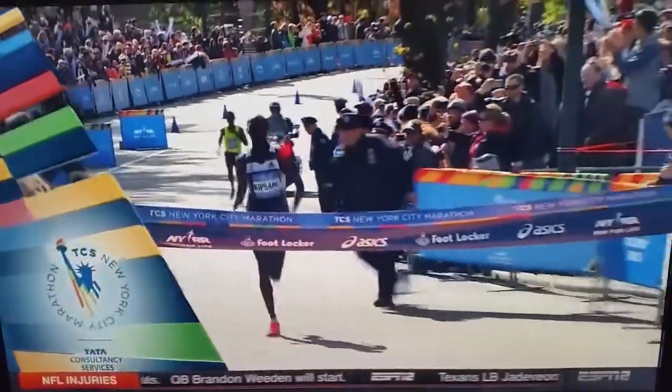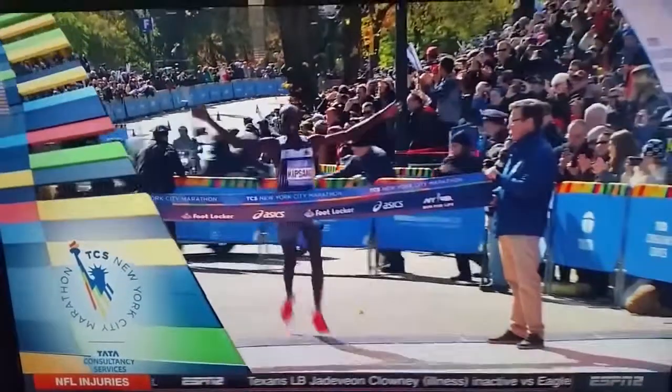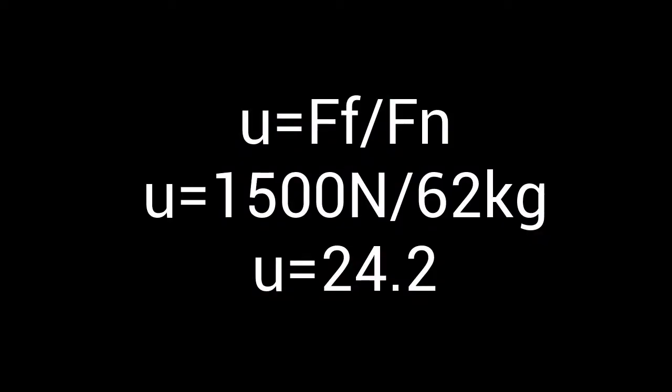Here's a video of Wilson Kipsang running the NYC Marathon. The amount of friction from the ground when running on asphalt is 1,500 newtons, and Wilson is 62 kilograms, so his coefficient of friction is 24.2.